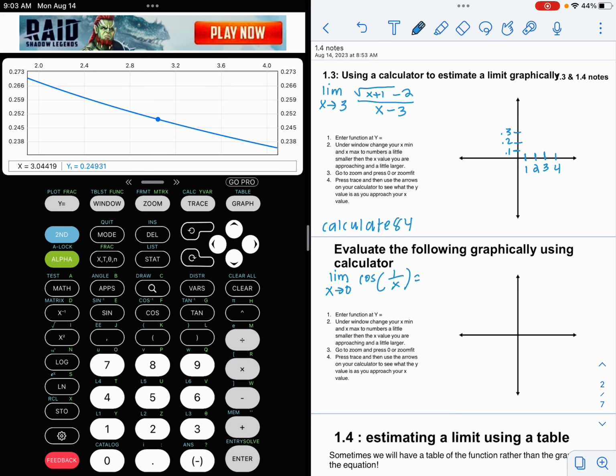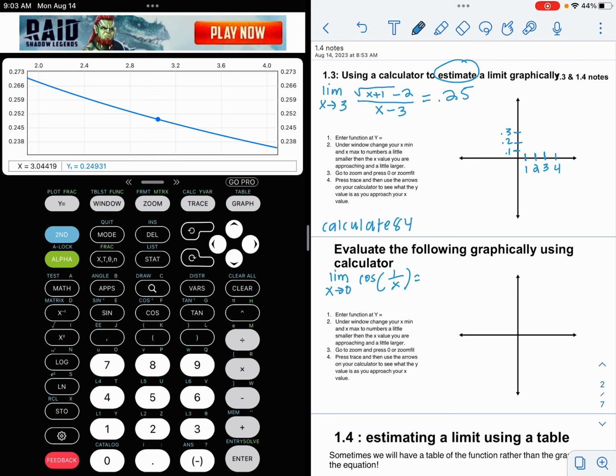And so what we can say is that the limit as x approaches 3 of the square root of x plus 1, minus 2, divided by x minus 3, is going to be 0.25. And this is just an estimate. We only know for sure what a limit is if we use algebra.